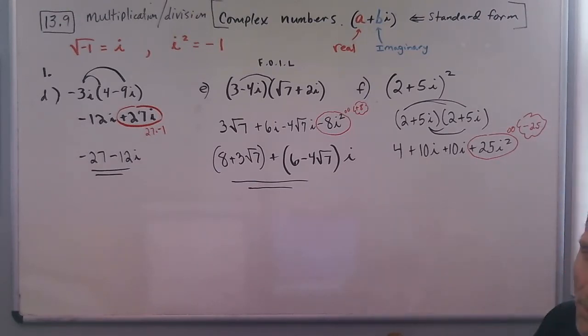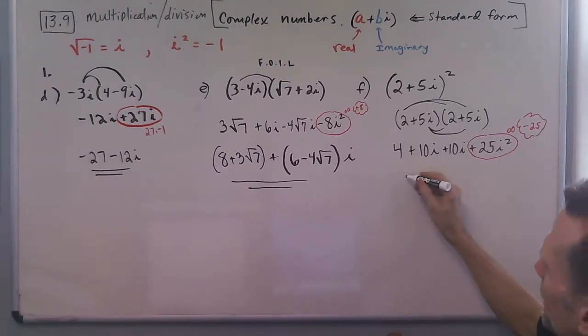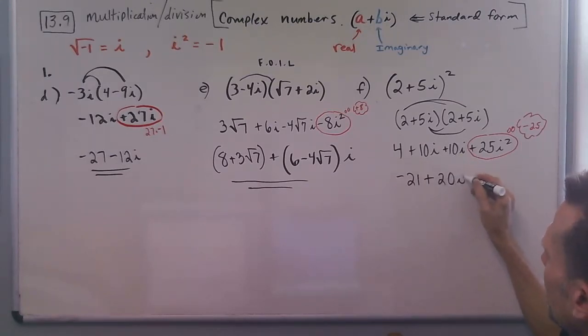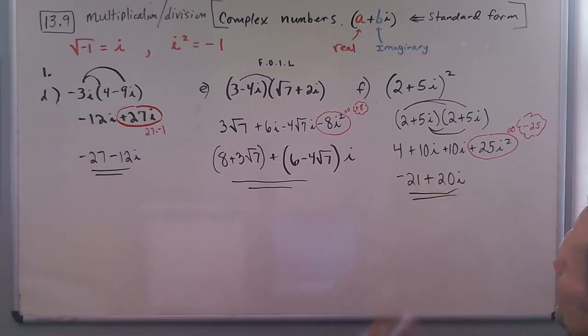So putting our real parts together, we have negative 25 and 4 make negative 21. 10i plus 10i is 20i. And we have it in standard form.